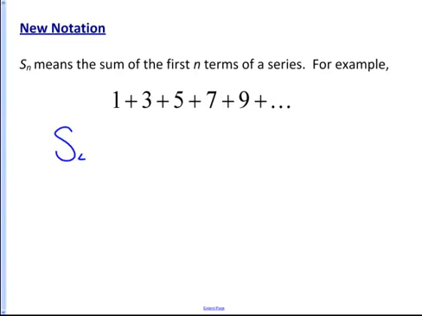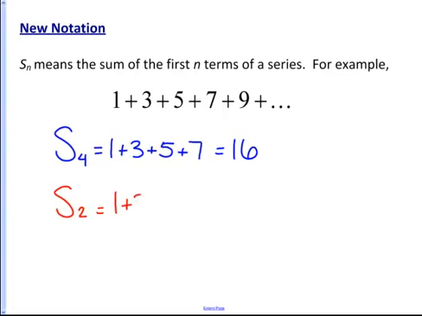So let's take this series that we have here. S sub 4 would be the sum of the first 4 terms. So that would be 1 plus 3 plus 5 plus 7. And when we say S sub 4, we actually want to find the value of the sum, so we want to add those all up and get 16. Similarly, you could say S sub 2, that's just the sum of the first 2 terms, which is 4.